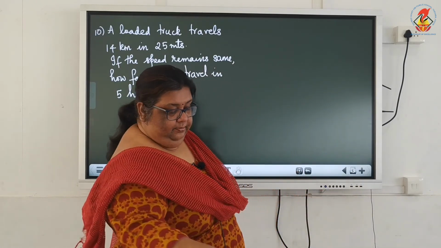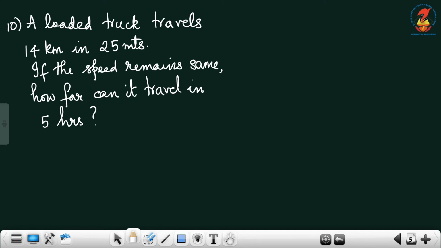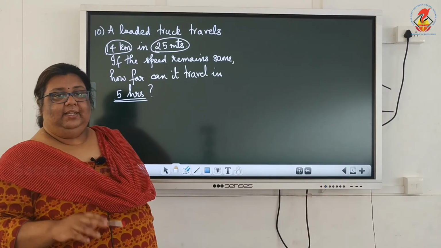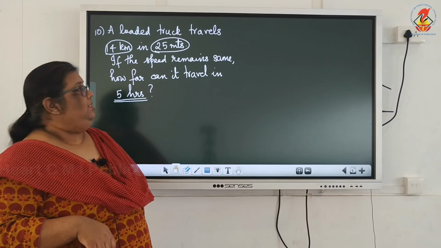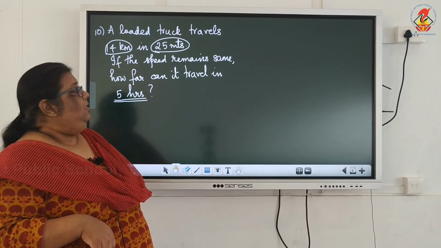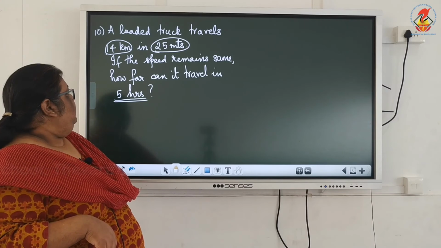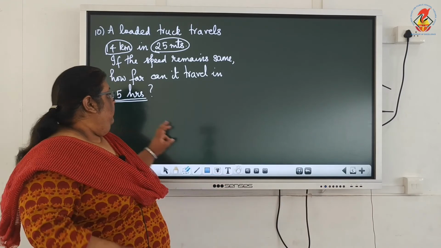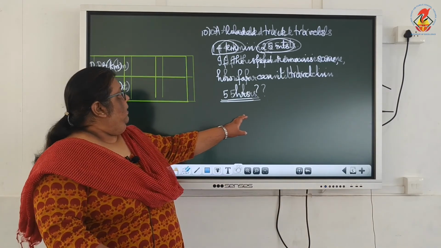Next question. A loaded truck travels 14 kilometers in 25 minutes. If the speed remains the same, how far can it travel in 5 hours? So, there is a truck, it travels 14 kilometers. Distance is given, 14 kilometers. It takes 25 minutes. So, the question is, what will be the distance if it travels in 5 hours? Is the question clear, children? Then what should you do? You should draw a table.